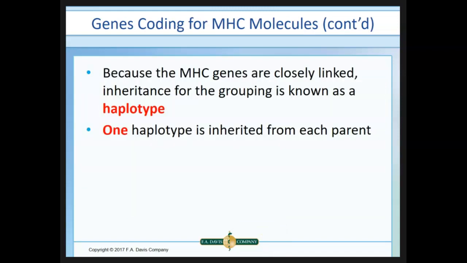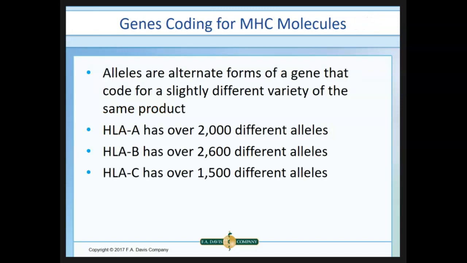The MHC genes are very closely linked, and so the inheritance for the grouping is known as a haplotype. And one haplotype is inherited from each parent. And don't memorize this part, but you can see that HLA-A or MHC-A has over 2,000 different alleles. B has over 2,600 and C has over 1,500. So you can see there is just a huge range of different combinations that can exist.